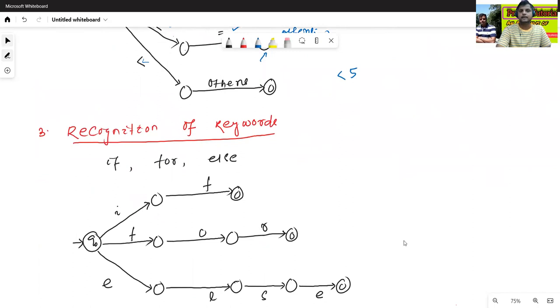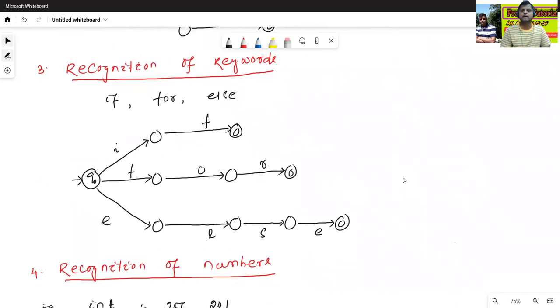Then next one, recognition of keywords. Some keywords like if, for, else are called keywords. If means I, F, then final state. For means F, O, R, then final state. Else means E, L, S, E, then final state. So in this way, we can construct the finite automata for some keywords.